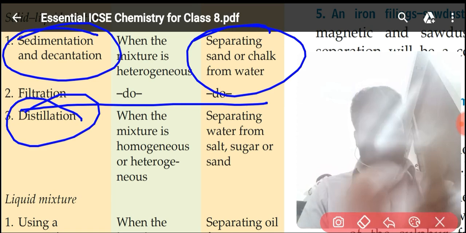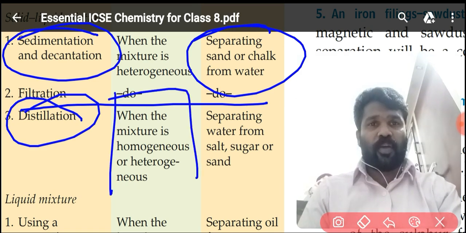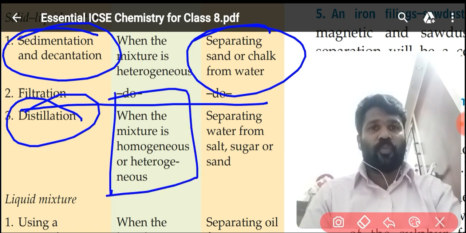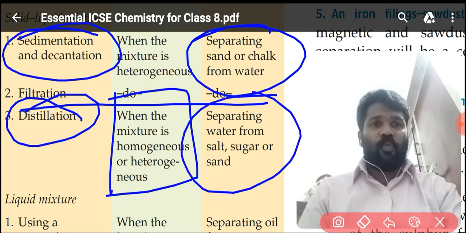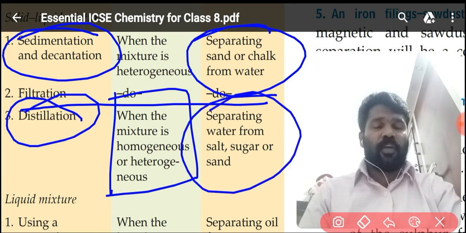Another method is distillation. When the mixture is homogeneous or heterogeneous, we can use the distillation method. Example, separating water from salt, sugar or sand, we can use the distillation method.